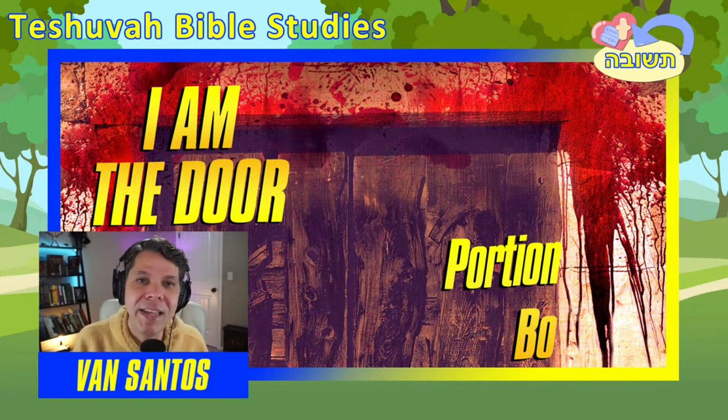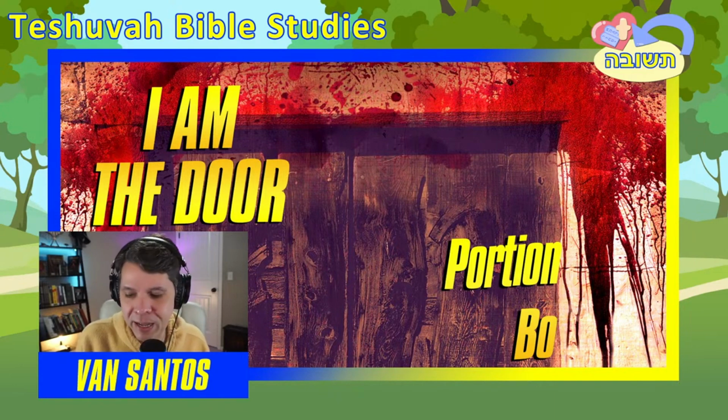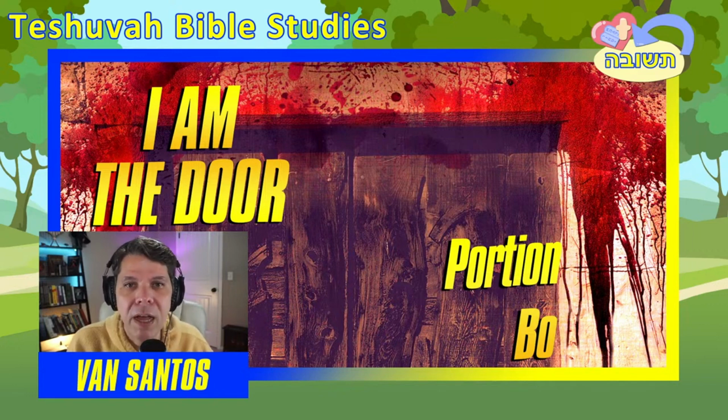My name is Van, and we're doing part 2 of this series that is talking about blood and how blood is connected to Passover, connected to Yeshua. And in this second video, we're going to talk about the letter Mem, and how the symbol of the letter Mem translates into the blood that we're studying right now.